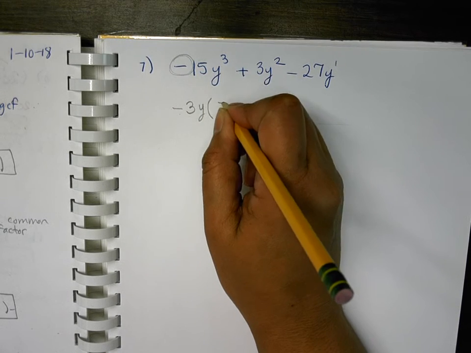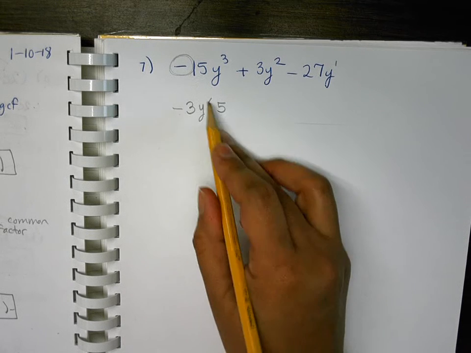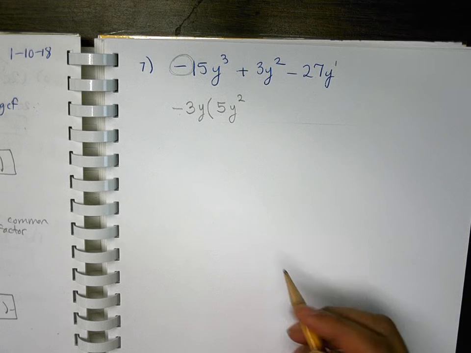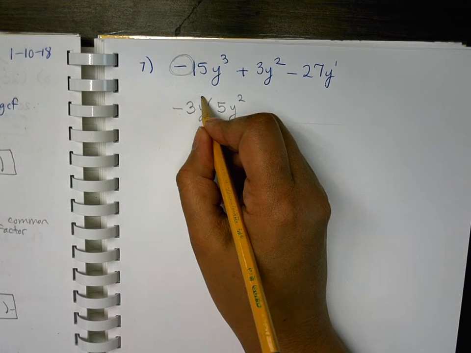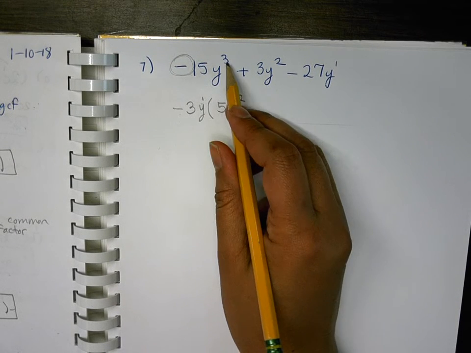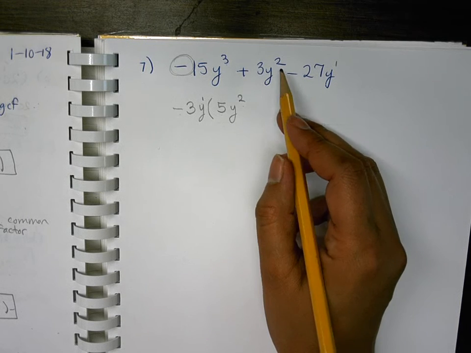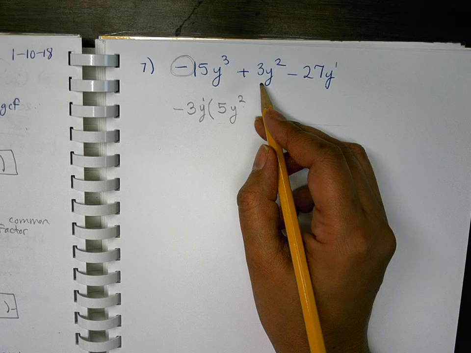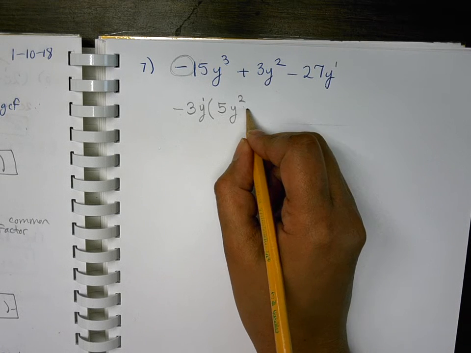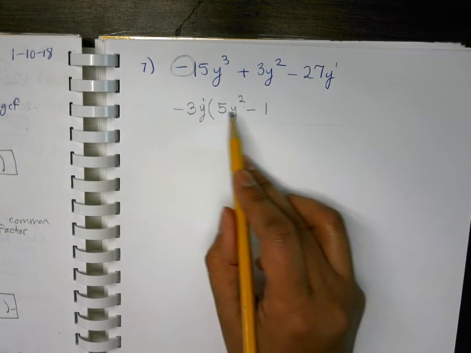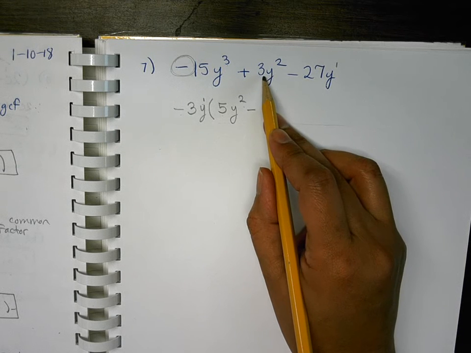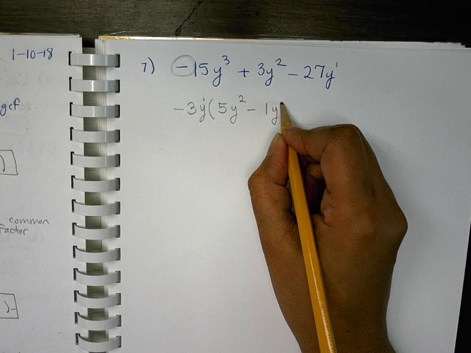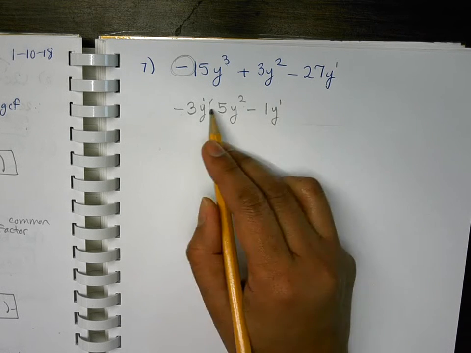Do you agree negative 3 times positive 5 is negative 15? 5y squared. And then can you tell me how you got y squared? Because 1 plus 2 is the 3? Okay, I'm trying to get 3. Is it going to be plus 1 or minus 1? Minus 1. Yes. Why minus 1? Because negative 3 times negative 1 is positive 3. And is there a y, yes or no? Y to the first or y to the second? Y to the first, because 1 plus 1 is 2.